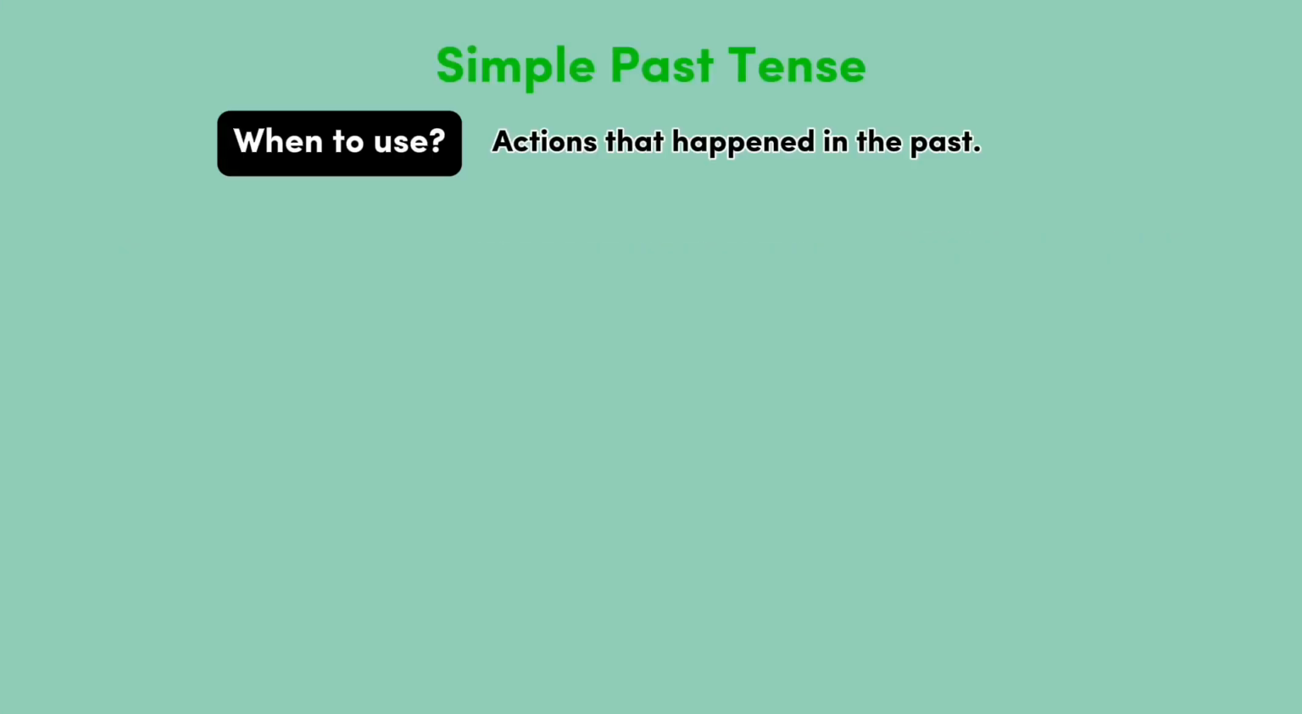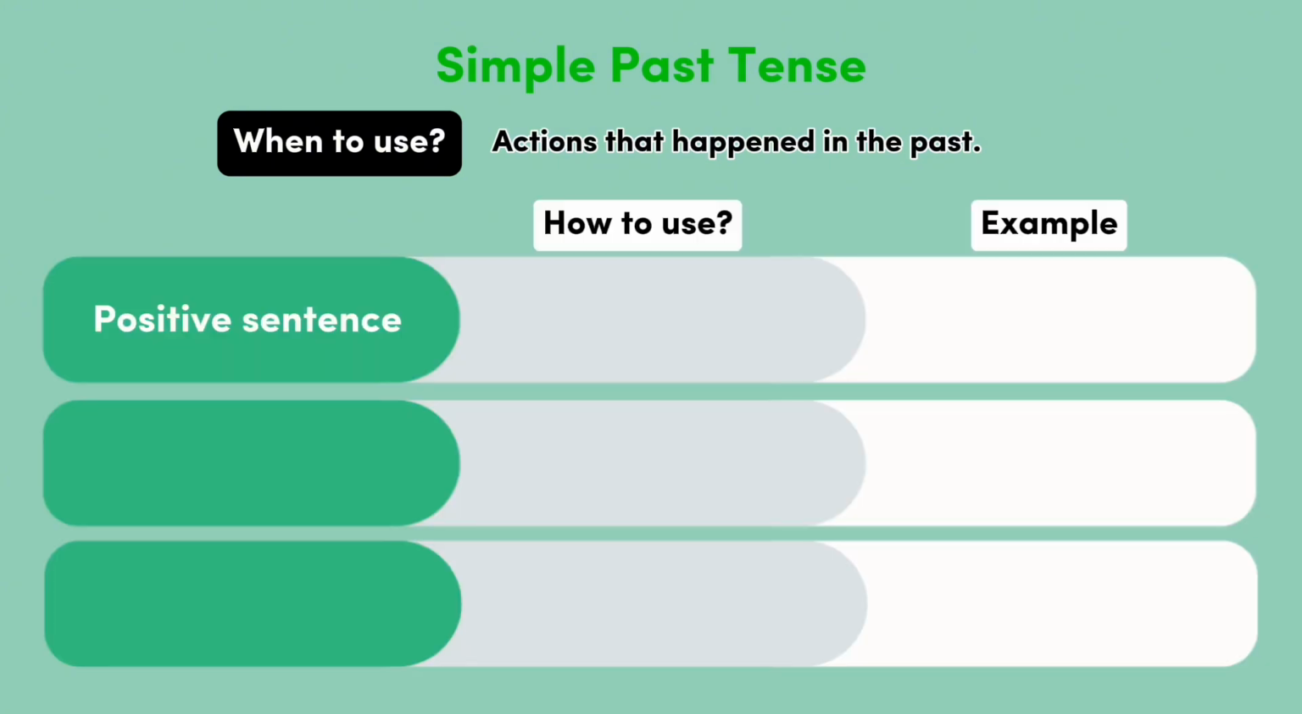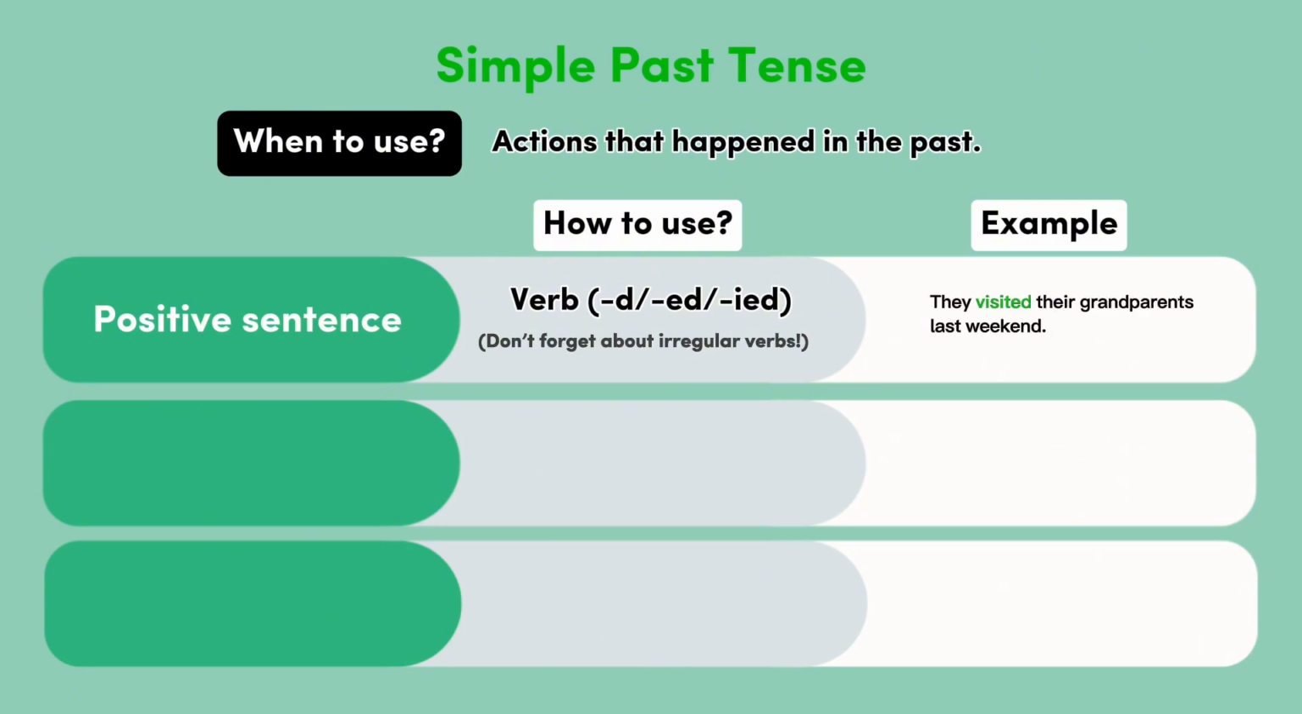The simple past tense is used to describe actions that happened at a specific time in the past. Positive sentences. To form the simple past tense, use the past form of the verb, usually ending in -ed or -ied for regular verbs. They visited their grandparents last weekend.